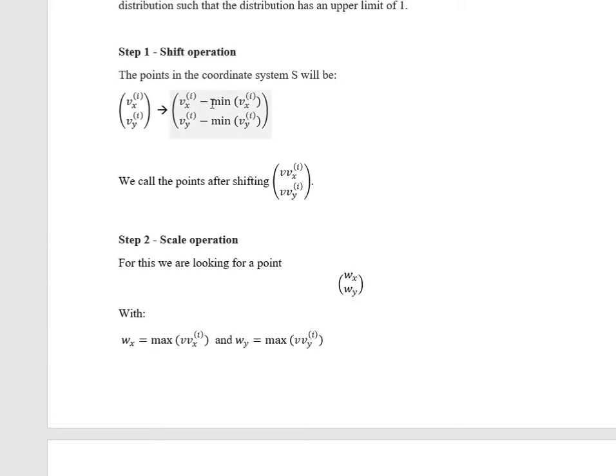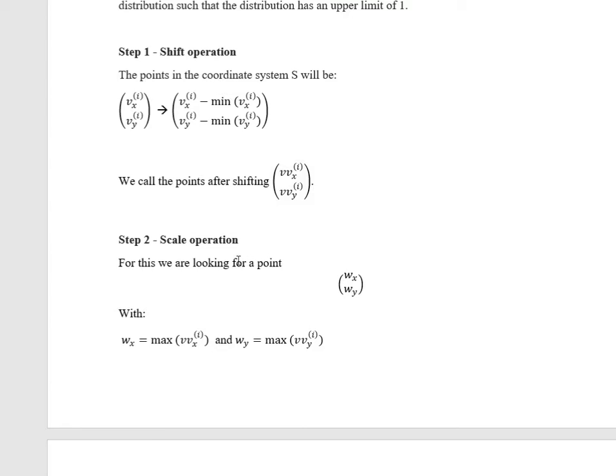So you find the minimum x. For example, if you have 4 points, the minimum x among all those 4 points. For example, the minimum one is 3, so you have to shift all your system by 3. It means all x-axis values will be subtracted by 3, and the minimum y, if it was 4, so you have to subtract all the y-axis values of your points by 4. So you have new points after shifting.